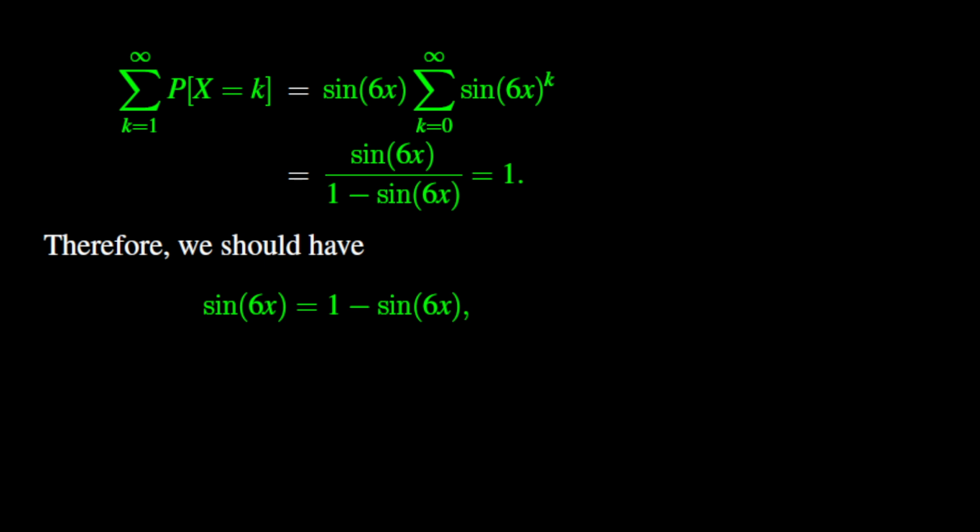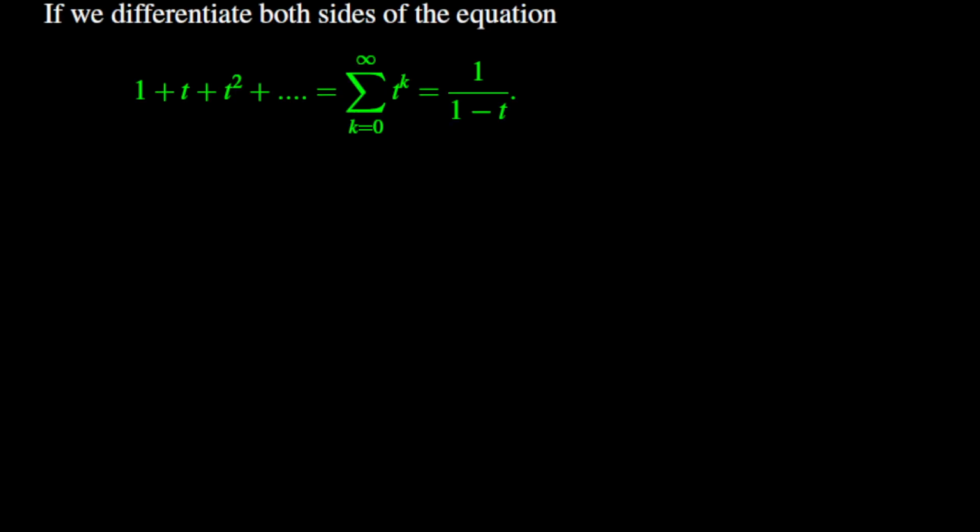Consequently, we should solve the equation sin(6x) equal to 1 minus sin(6x). This equation is equivalent to the equation sin(6x) equals 1/2. The final solution is x equal to pi over 36. Let us compute the expectation of X.